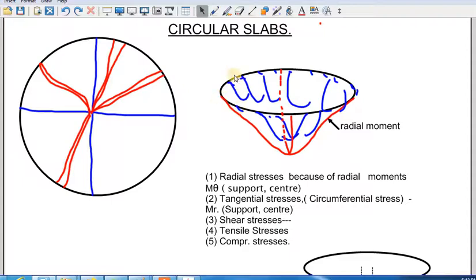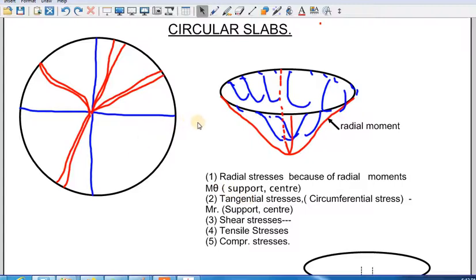You can see here it might look out of proportion. Anyhow, let us say this slab bends like this. This red color line, and similarly this red color line, is bent in the orthogonal direction, so because of the radial moment it will generate. Similarly, these blue color lines are because of the tangential or hoop stresses. So radial stresses will develop because of the radial moments.